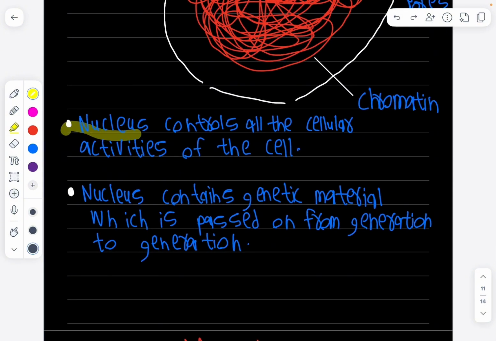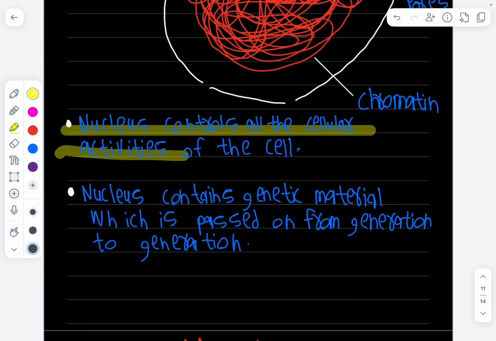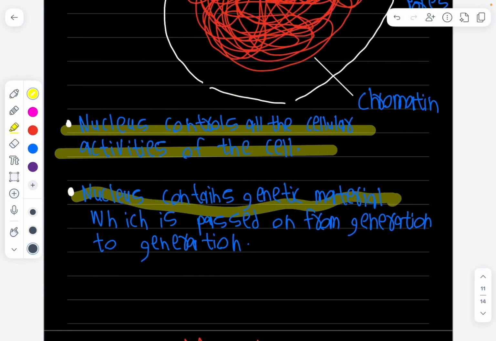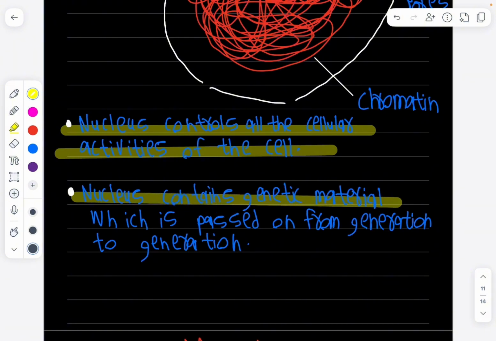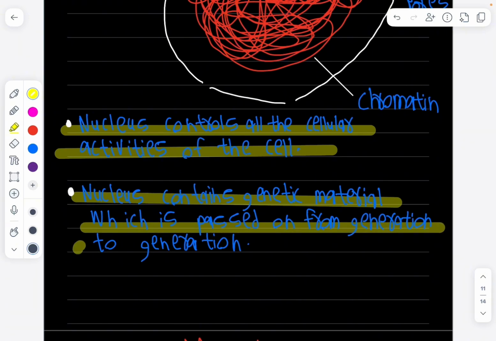First, the nucleus controls all the cellular activities of the cell. You should know all of that, that it is the brain of the cell, it controls all the cellular activities. The second point, the nucleus contains genetic material which is passed on from generation to generation.